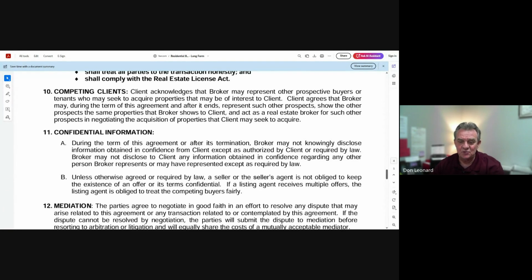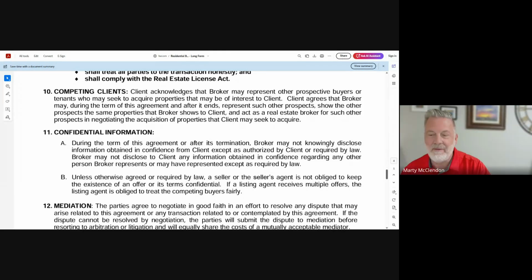If a listing agent receives multiple offers, the listing agent is obliged to treat the competing buyers fairly. So what they're saying here is that if you share one offer's information, you have to share them all, so that everybody knows what everybody has. And the other side of the spectrum is you don't tell anybody ever anything.